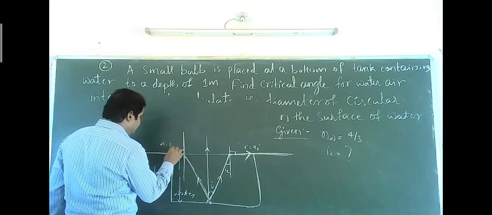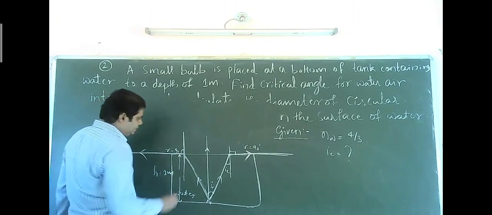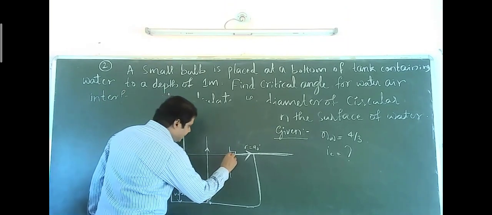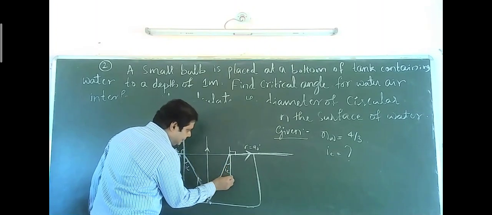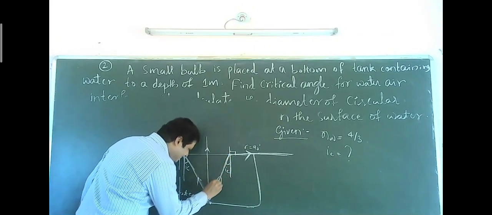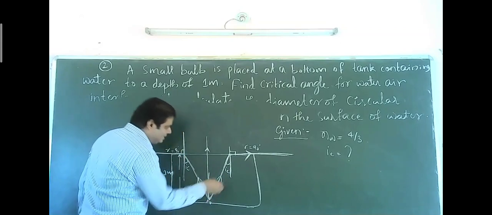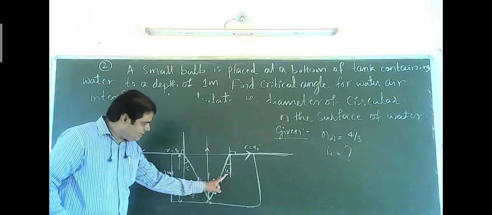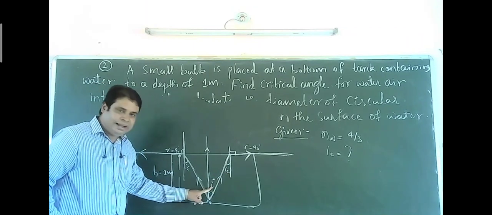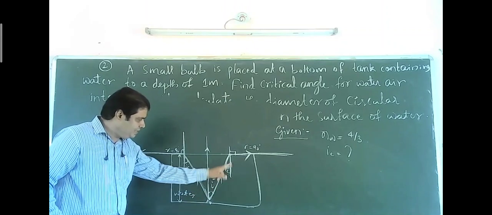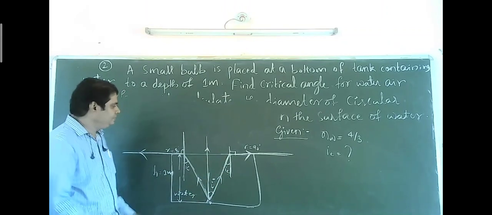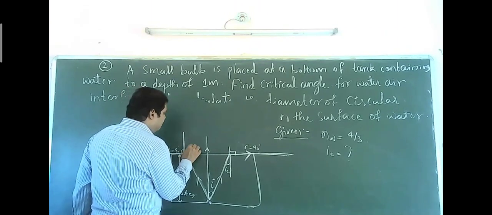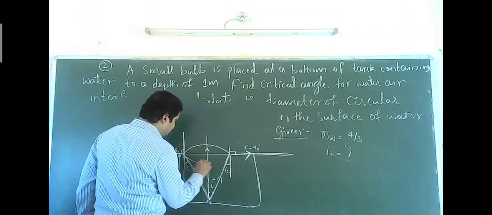This angle will be 90 degrees, which is equal to r. This angle will ultimately be the angle of incidence. See here, if this is the critical angle IC, then this will be IC. If this is the critical angle, this will also be the critical angle. Z shape. Okay, understand? From this point to this point, a circular patch of light is formed.